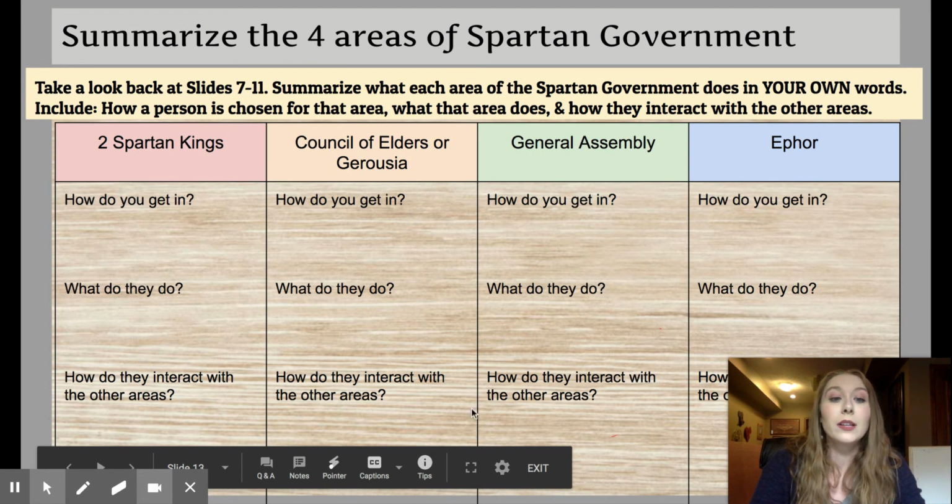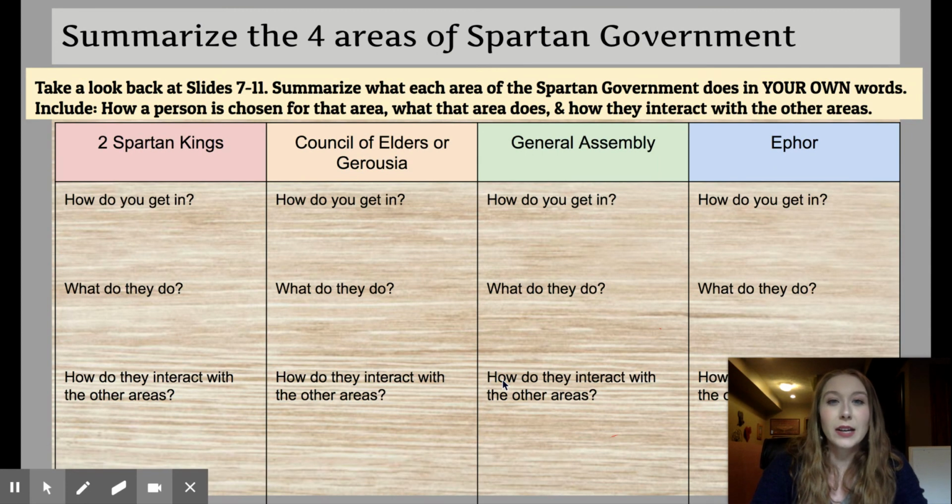So how do the kings interact with the Council of Elders? Maybe how do they interact with the General Assembly? Maybe how they interact with the Aphors? How the Council of Elders interact with the General Assembly? How does the General Assembly interact with all these different people? So how do they interact? How do all of these systems connect to each other?